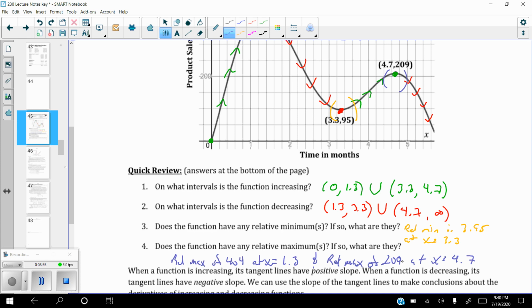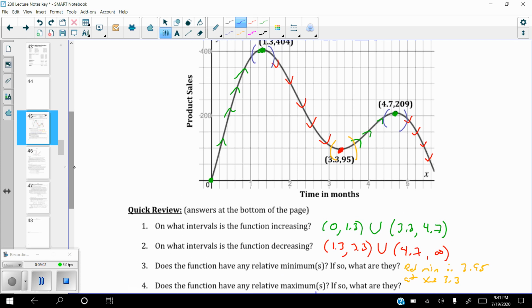All right, so when a function is increasing, its tangent lines have positive slopes. So I'm going to try and go back and highlight this in blue here. If you look at where this had green arrows going up, all of the tangent lines, it's kind of hard to draw this, but all of the little tangent lines all the way up to here are positive. But then when it starts coming back down, now my tangent lines are negative. That is a very important concept. All the tangents that go up are positive, all the tangents that go down are negative.